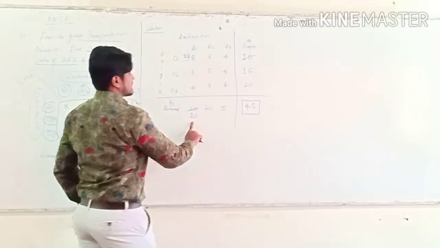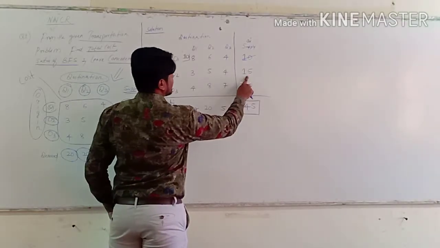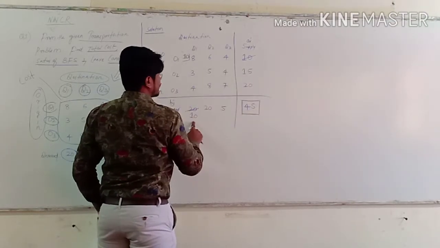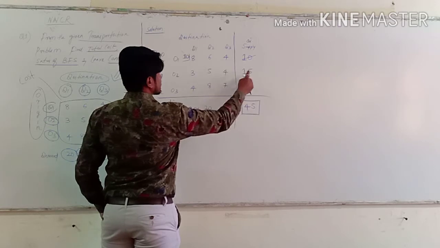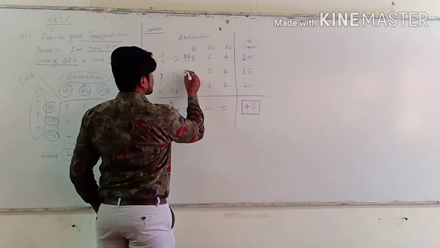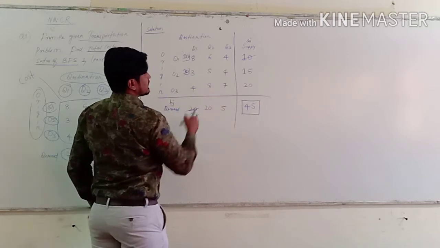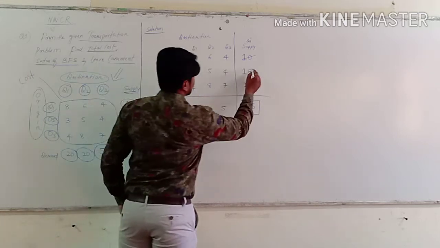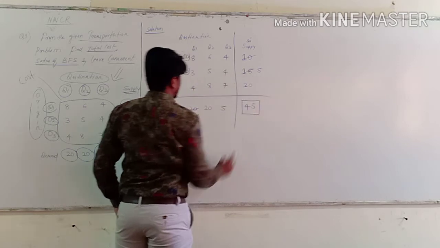Now we have to compare this A I and B J. 10 and 15. 10 is the least. Allocate 10. Cancel 10. Cancel 10 in 15. 15 minus 10 equals 5.